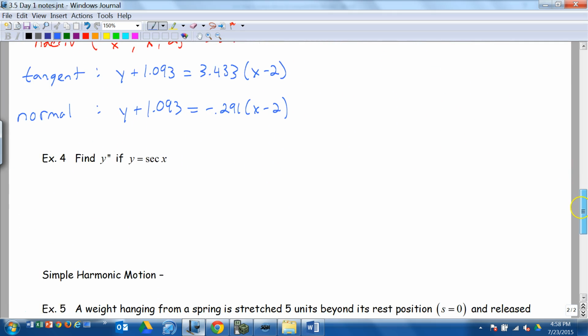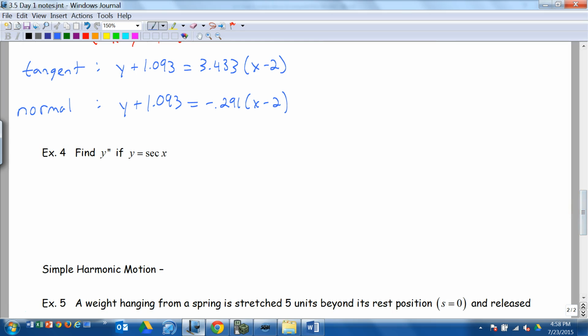Find y double prime if y equals secant of x. So this is doing a double derivative. So the first derivative, y prime, is equal to the derivative of secant, which is secant tangent. So secant of x times tangent of x. Now, if I want to take the derivative of this, I now have a product rule situation.